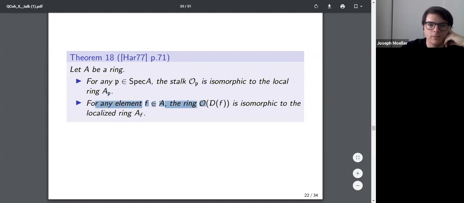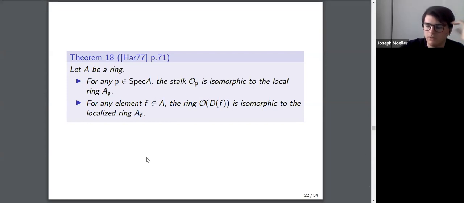And for any element f in A, if you look at this open set, these are the basic opens in the topology, and you look at the data that O is assigning to that, I should have called this O_A, it's going to be isomorphic to this other localization, which is localizing away from the point. So it's the same as localizing away from the ideal generated by that point.